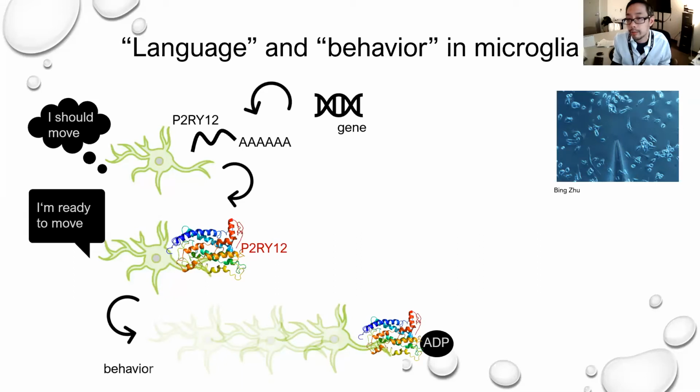So basically, this is a movie from Bing Zhu in the lab. He shows that microglia differentiated from embryonic cells can move towards the ATP source in a pipette tube.